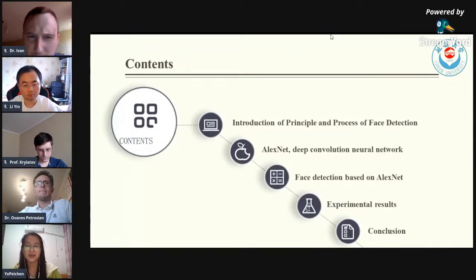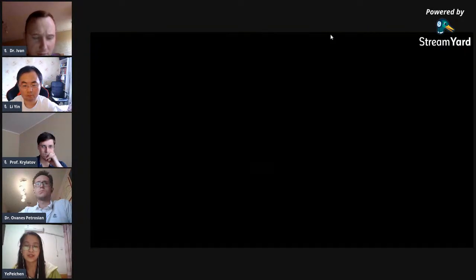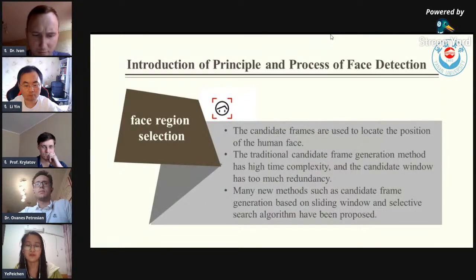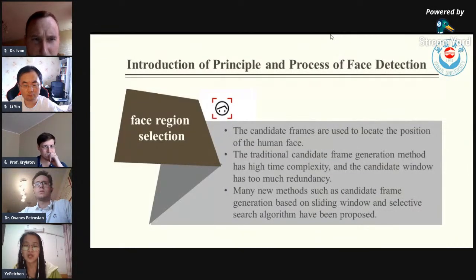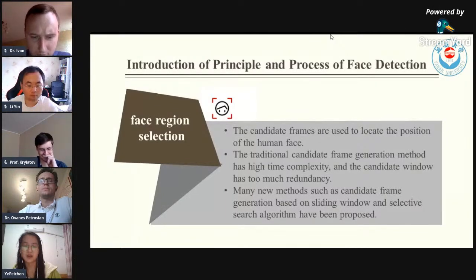I will introduce my article from the following 5 parts. The first part introduces the principle and process of face detection. Face detection generally includes 3 steps: face region selection, face feature extraction, and classifier classification. The main purpose of face region selection is to locate the position of the face with candidate frames in the image. Traditional candidate frame generation adopts an exhaustive strategy, setting different ratios and aspect ratios to traverse the whole image to extract candidate frames at various positions.